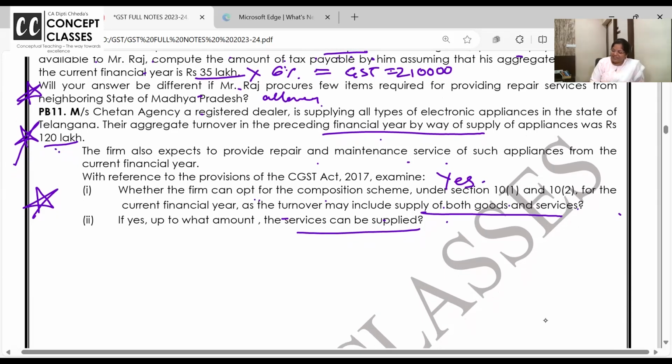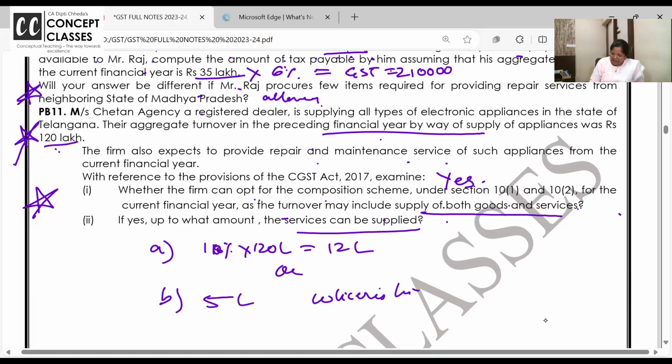120 lakhs is your turnover. Then what is A bit? 10% of 120 lakhs, that is 12 lakhs. Or B bit is 5 lakhs, whichever is higher. So in 120 lakhs, included in 120 lakhs are total turnover of goods and services. Services can be given up to 12 lakhs. Up to 12 lakhs. No problem.